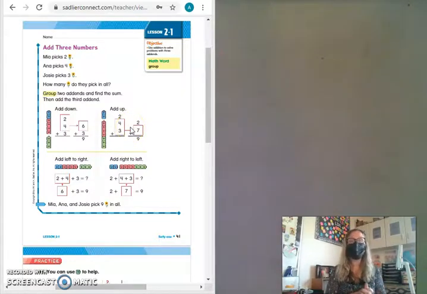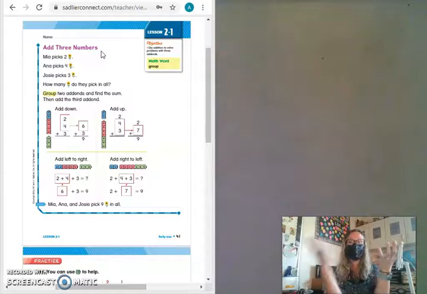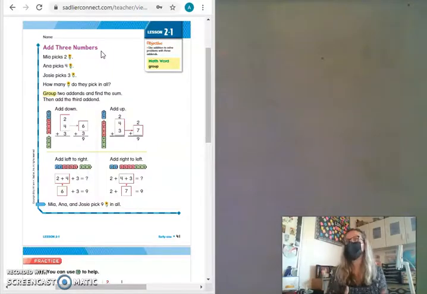At the top of page 41, it says add 3 numbers. So far, we have been talking about part and whole. Those are 2 numbers that we bring together to give us a sum or a total. Today, we are going to see what happens when we have more than just 2 parts. More specifically, today we will have 3 parts. So instead of just part plus part equals a whole, we're looking at 3 parts now, or 3 addends instead of 2.